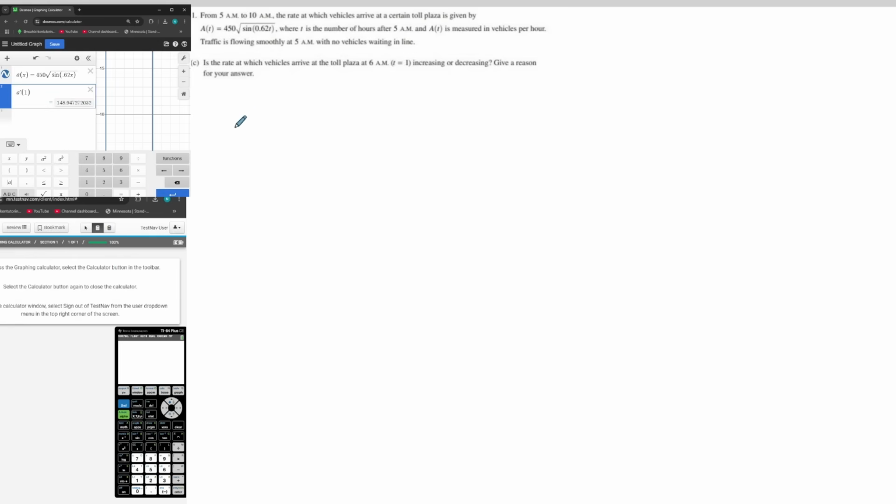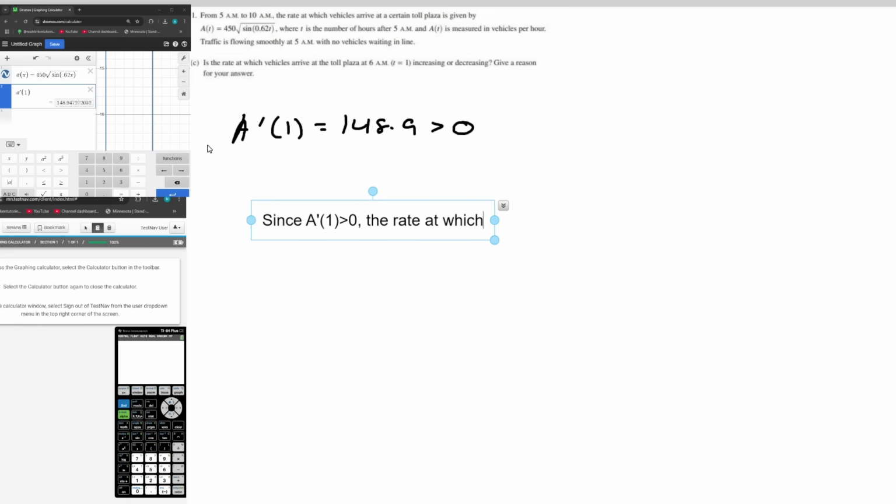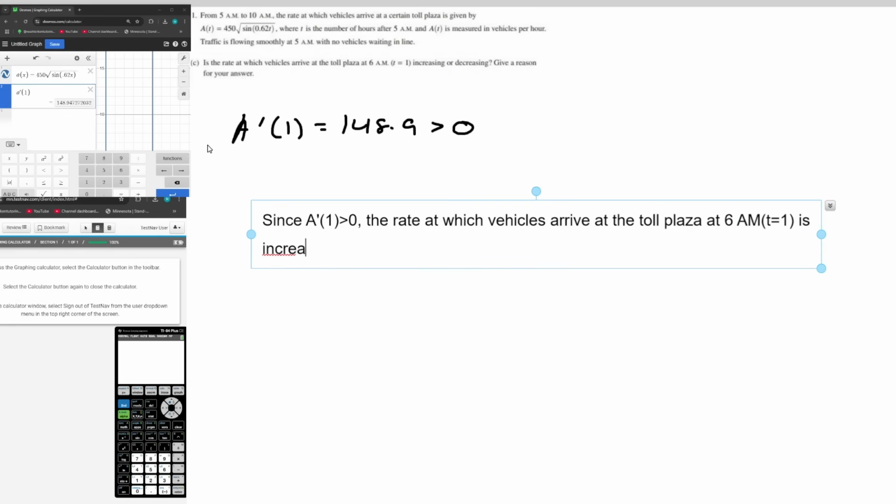So in here, what would I write? I would literally just write a prime of 1 equals 148.9. And so is it increasing or decreasing? Well, this is greater than 0. So I would write, since a prime of 1 is greater than 0, the rate at which vehicles arrive at the toll plaza at 6 a.m., t equals 1, is increasing. Bam, you get probably 2 points again for this one.